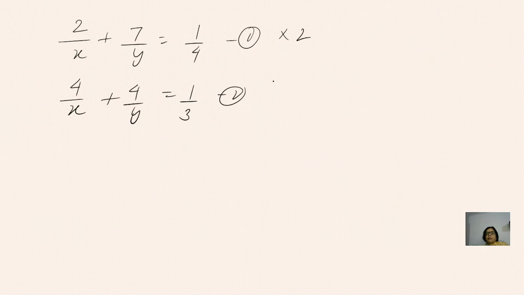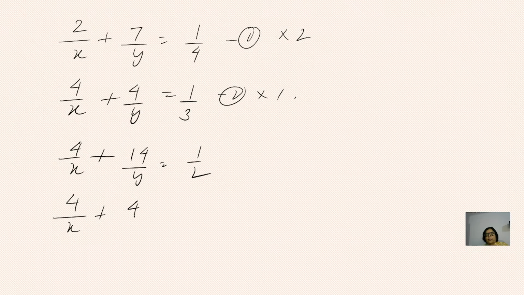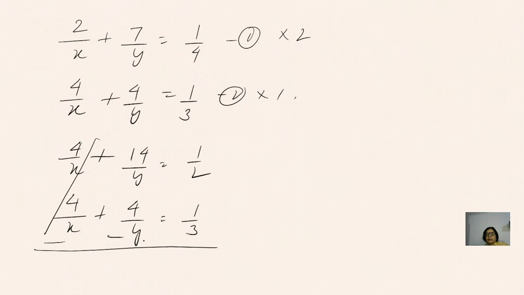Multiply the first equation by 2, the second by 1. So we get here 4 by x plus 14 by y is equal to half. And the second equation we keep as it is, 4 by x plus 4 by y is equal to 1 by 3. So subtract, this gets cancelled, this becomes minus, this becomes minus. So 10 by y is equal to half minus 1/3, that is 1 by 6. So y is equal to 60 days. That means if a boy is working alone, he will take 60 days to complete the work.